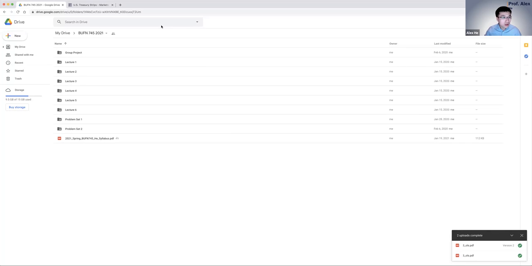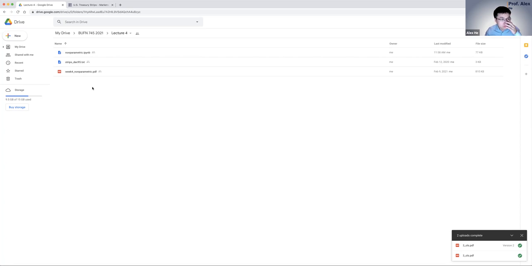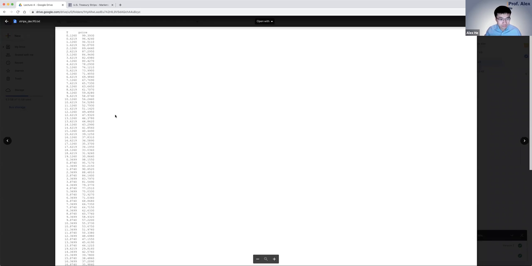Okay, so the file is in the folder lecture 4, and the data is this TXT file. It's a pretty small data set. You have only two variables. One is the time, okay? These are the number of years. So that's 0.1 year, 0.6 years, which is about 7-8 months, and then you have 1.1 years, et cetera. And then you have the price corresponding with each period. So that is what strips data looks like.